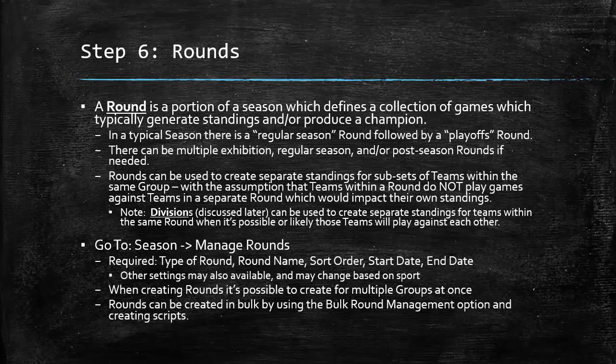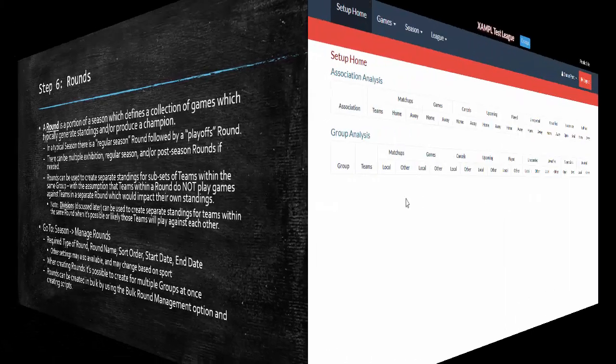If your league has a regular season round with so many teams that you need to separate standings for groups based on geography or something similar, then there is the option to use divisions, which we will cover in the next step of this video. In general, leagues will want to have as few rounds as possible, which again is typically one regular season and one postseason round per group. Let's review rounds in our demo season.